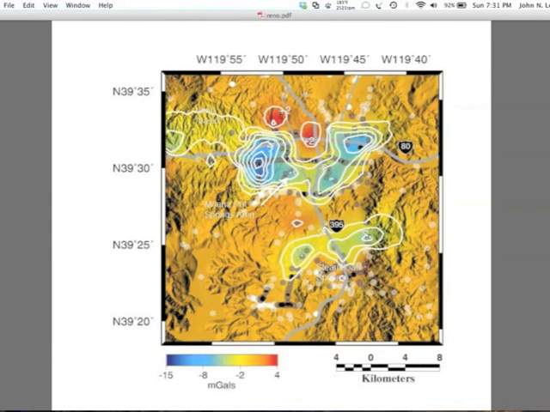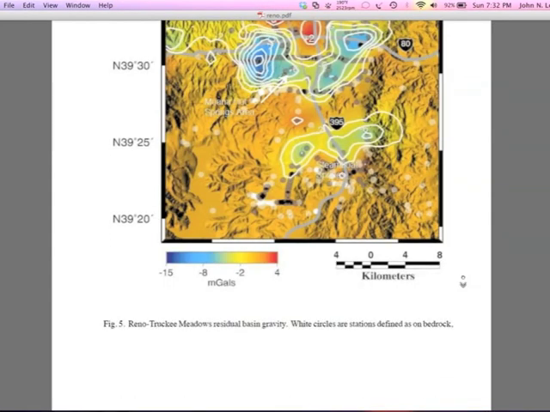Now here, from one point in Hidden Valley, we didn't have any gravity measurements at the time to control this. The nearest gravity measurements were there, there, there, and there, and then back around here. So the contour lines got stretched out across an obviously bedrock area, and the basin appears to be larger than it really is. So that is basin gravity.